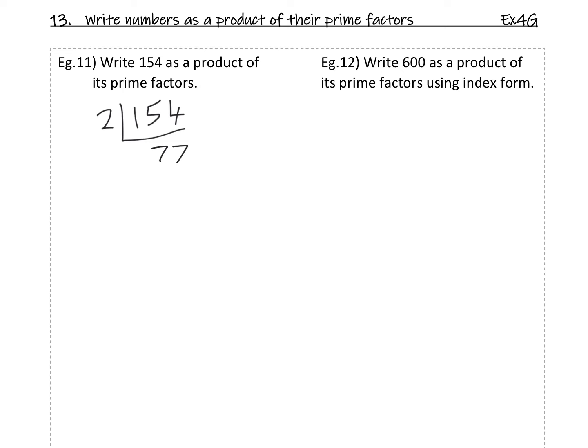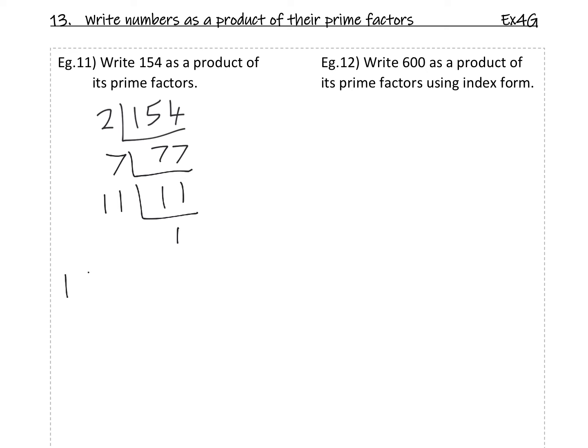And then I think what goes into 77? So 2 doesn't go in anymore, 3 doesn't go in, 5 doesn't go in. I can see 7. And I'm just looking at prime numbers. So 7 goes in 11 times. And then what numbers go into 11? Well, the only prime number that goes into 11 is 11 itself.